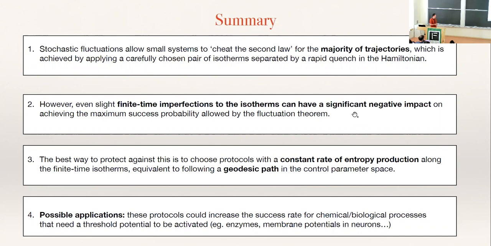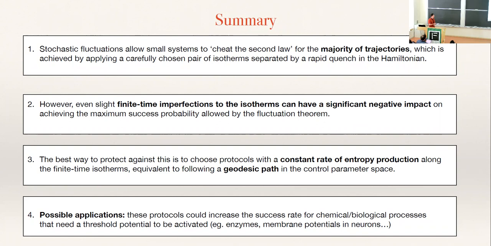And so then I showed that the best way to protect against this is to choose protocols that give you a constant rate of entropy production. And you can do this using these techniques from geometry to identify a kind of a path in the parameter space you need to follow.